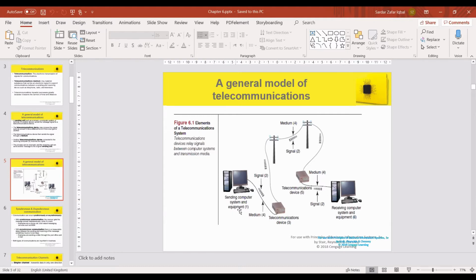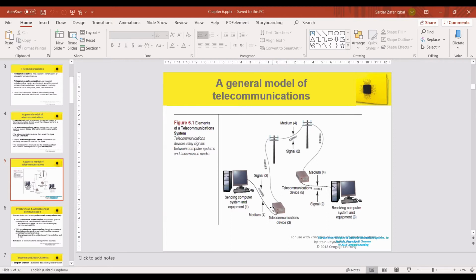Starting from this computer, this is a sending unit. It will send a message. You can see the computer is connected with some modem, the telecommunication device, and connected through wire. And sometimes it is also a wireless connection. So both ways are available nowadays.